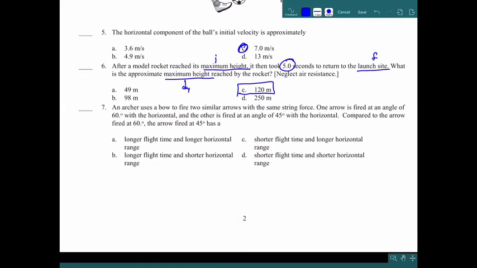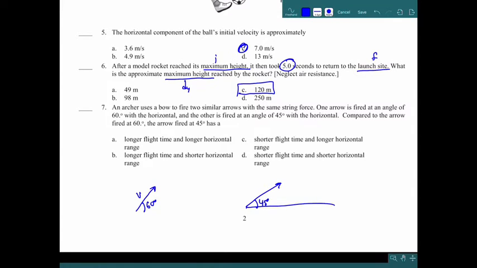Number 7, an archer uses a bow to fire 2 similar arrows with the same string force. One arrow is fired at an angle of 60 degrees with the horizontal. The other is fired at an angle of 45 degrees with the horizontal. Compared to the arrow fired at 60 degrees, the arrow fired at 45 degrees has a what? So we're going to go with the same initial velocity, one at 60 degrees and one at 45 degrees.